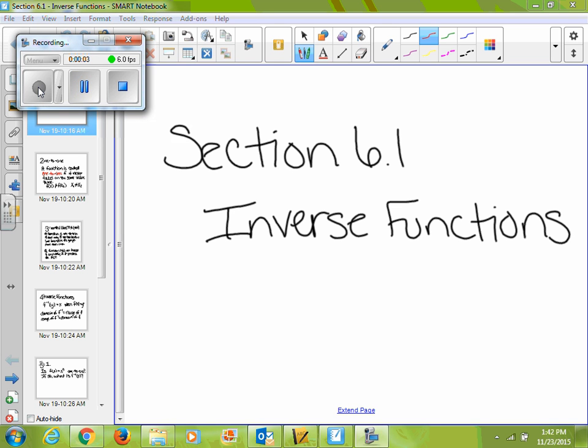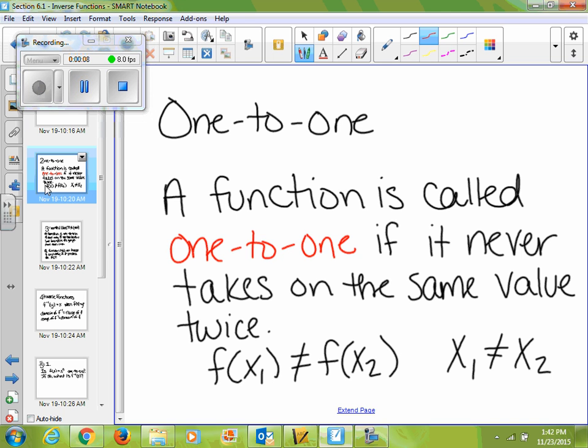Alright, we're going to look at section 6.1, which is inverse functions. So we're going to review what an inverse function is and how to find an inverse function. Okay, so if a function is one-to-one, then it has an inverse. And we know a function is called one-to-one if it never takes on the same value twice. Meaning, no matter what x you put in, you're going to get a different y value for each input.